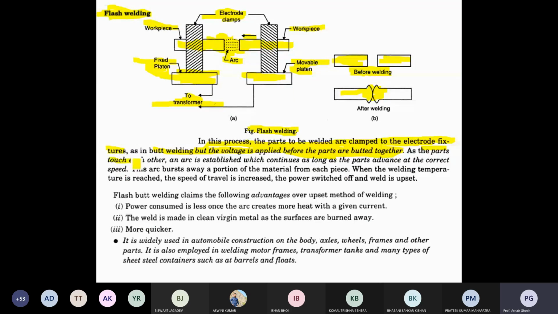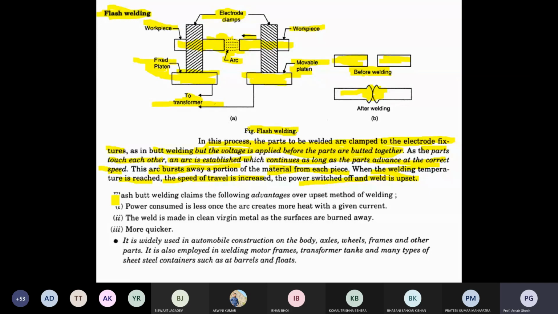As the parts touch each other, an arc is established, which continues as long as the parts advance at the correct speed. The arc burns away portions of the material from each surface. When the welding temperature is reached, the speed of travel is increased. Travel means the arc travel, how fast it is traveling. The power is switched off and the weld is upset. Both ways it works.